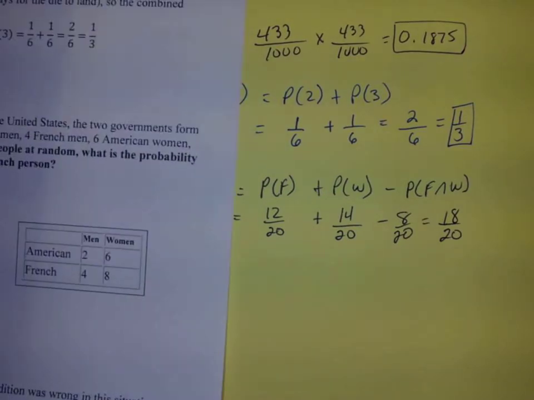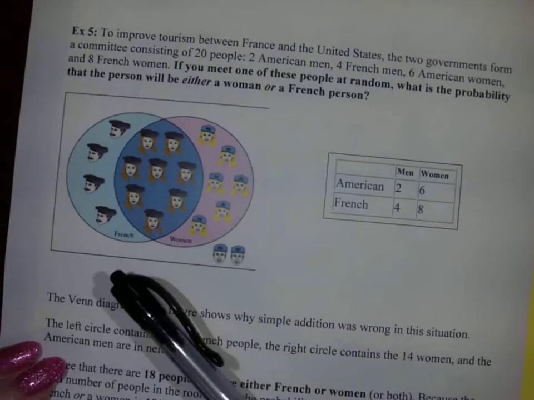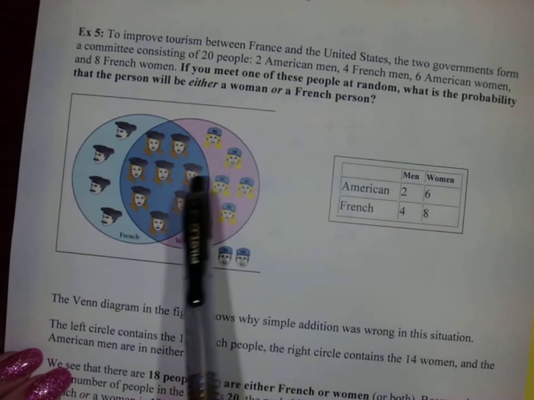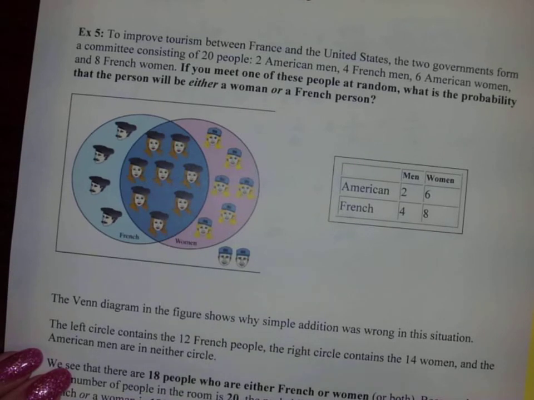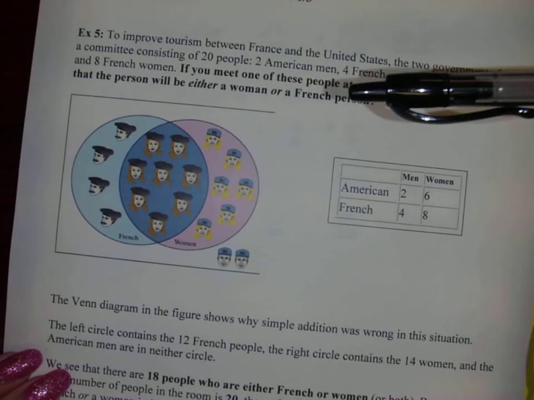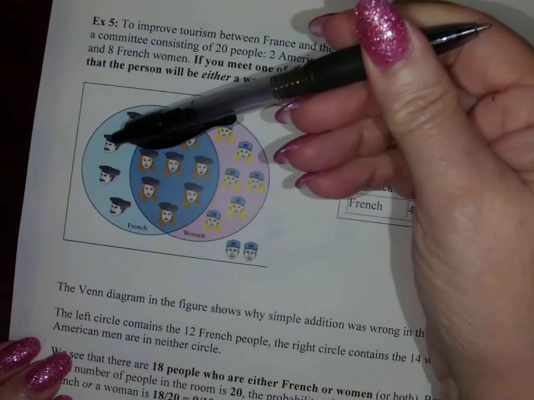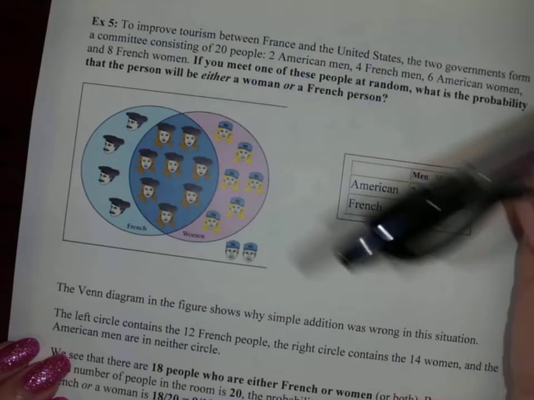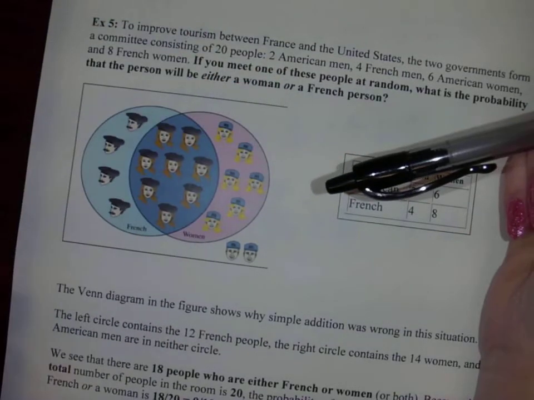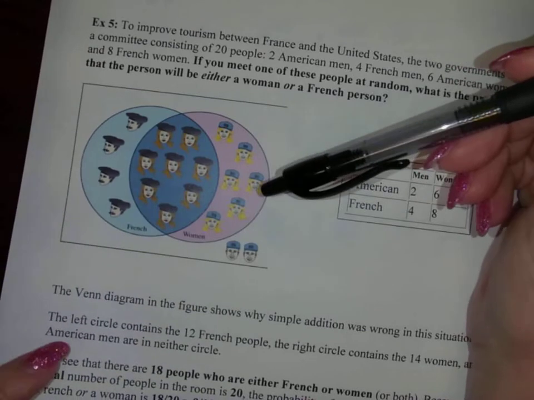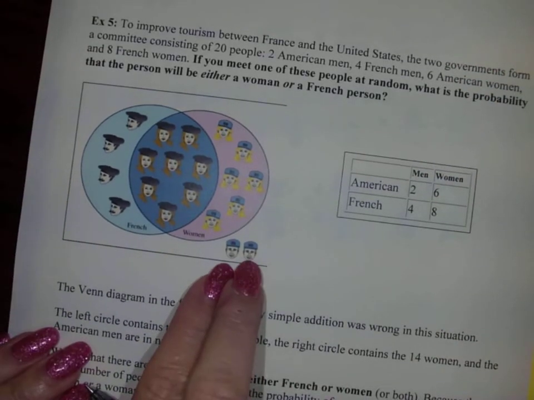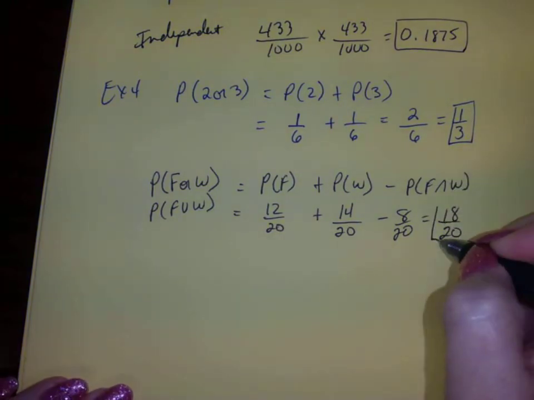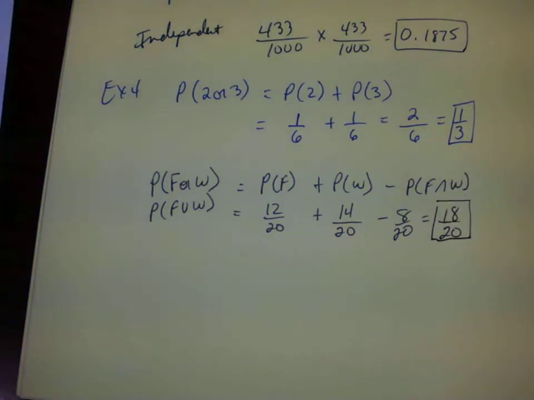And that's where this comes in handy as far as a visual. These are all the French, these are all the women, but these 8 French women are where they overlap, so you have to take those out because you can't have them count twice. And if we look at our picture, we have 1, 2, 3, 4, 5, 6, 7, 8, 9, 10, 11, 12, 13, 14, 15, 16, 17, 18. There are 18 that are French or women, and there's only 2 people that don't count as French or women, and that's the 2 Americans. So logically, we can also make sense out of that. But we can use the formula to figure out the math for that.